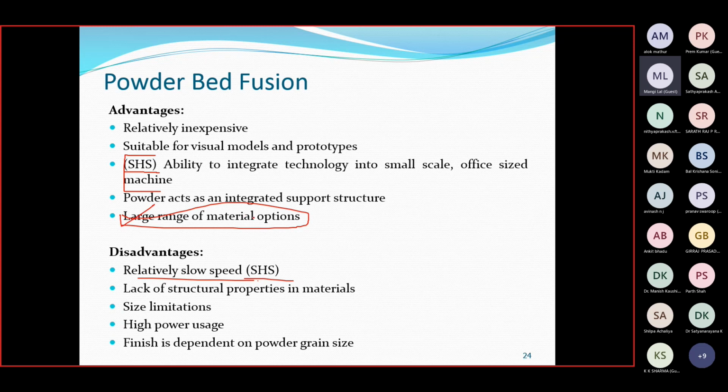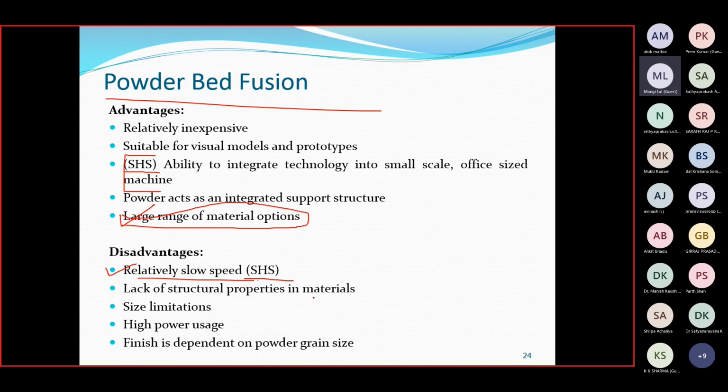A large range of material options are there. You can use metal, you can use plastic powder, you can use glass powder, and you can use ceramic powder also to create that. So that's the benefit of powder bed fusion, but it is a really slow process to generate that 3D model.